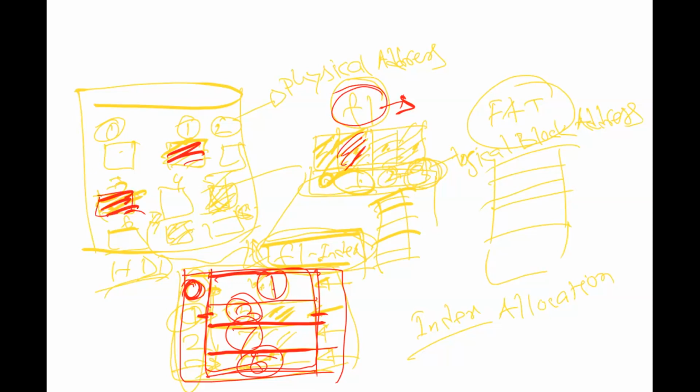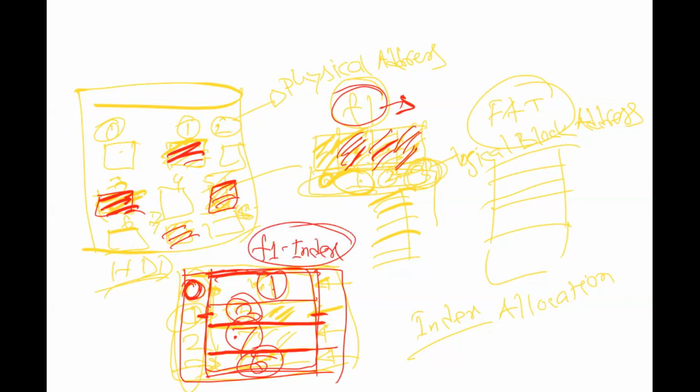And similarly, block 2 is stored inside block number 7, and the third block of the file is stored inside block number 5. Also, you know that this file index table, F1 index, should be stored inside a hard disk block. Let's say this file index block is stored inside block number 4.